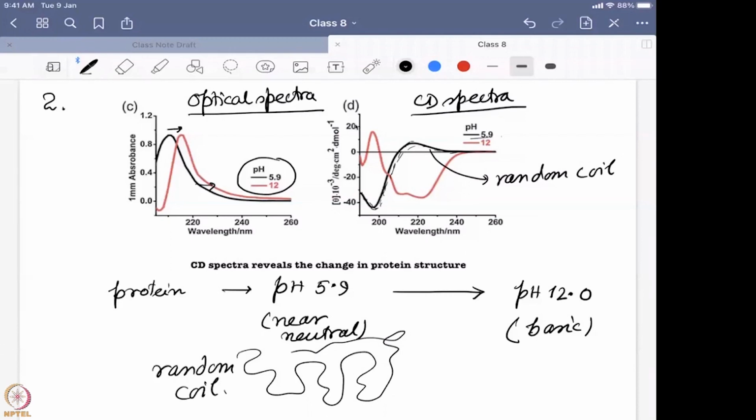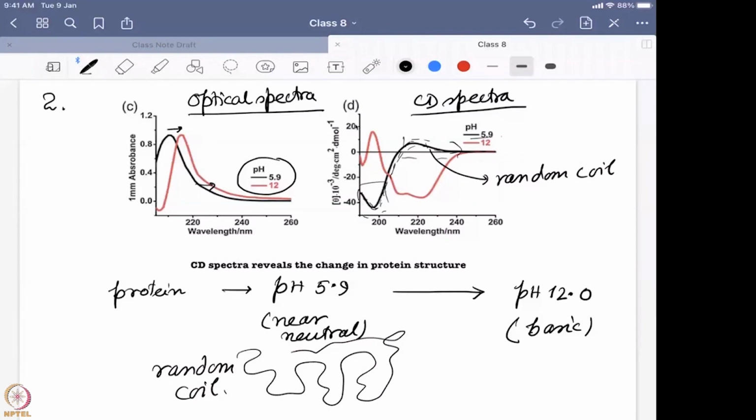And not only that, it is also showing how much of it is random coil. You can see it is 100%. There is no hump on the positive side, no hump on the negative side. So it clearly says that you are seeing 100% random coil. In the near neutral condition, this protein assumes no particular structure, it is randomly oriented, it is a random coil.